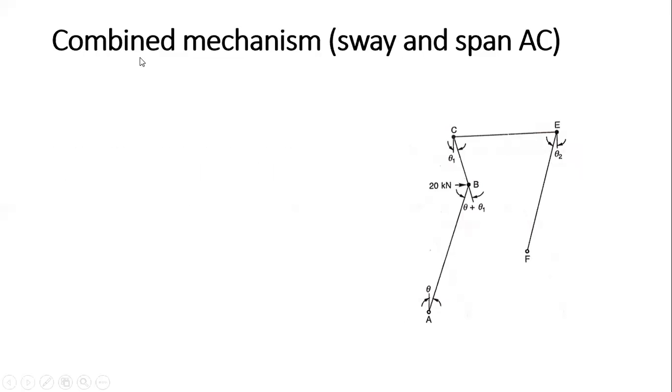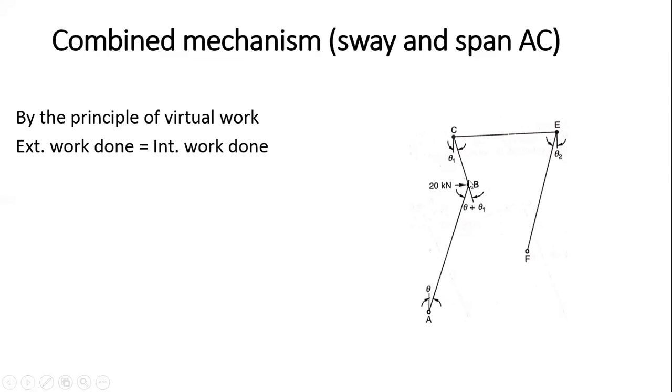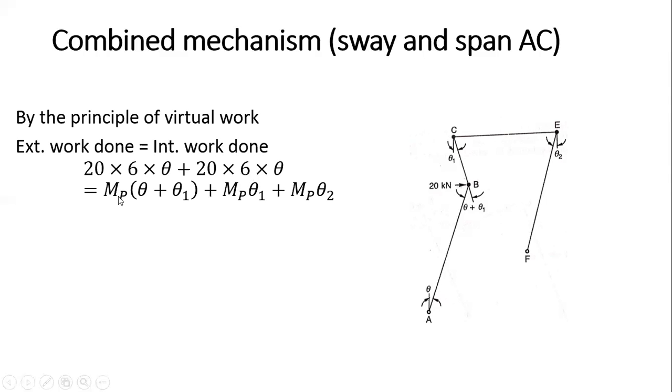Next, we have to consider the combined mechanism, that is sway and span AC. This is sway here and span AC also. So this is my span AC for the beam mechanism. So by the principle of virtual work, external work is equal to internal work done. First, we consider the beam mechanism here: 20 multiplied by this is your 6 theta, 20 into 6 theta. Plus again, now consider this load for the sway mechanism: 20 multiplied by again 6 theta.